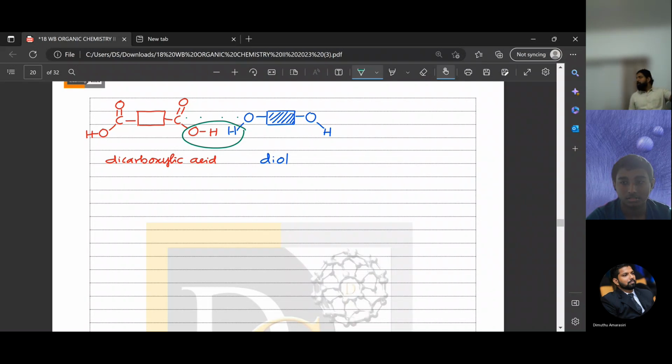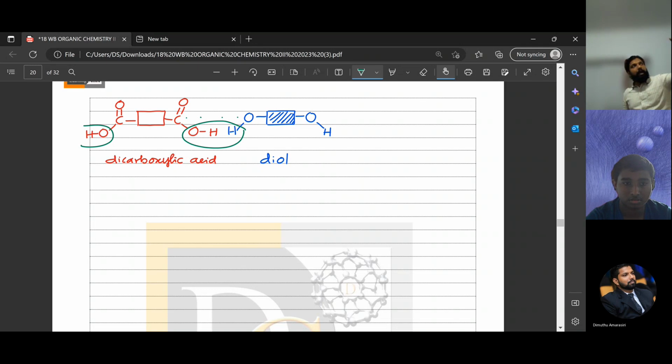What do you call that linkage? Ester linkage. And this side also, if you have a diol, it is still capable of forming an ester linkage. In the last day's lesson, you made only one ester link. Now there is carboxylic acid on both sides, so it can form an ester link on this side too.